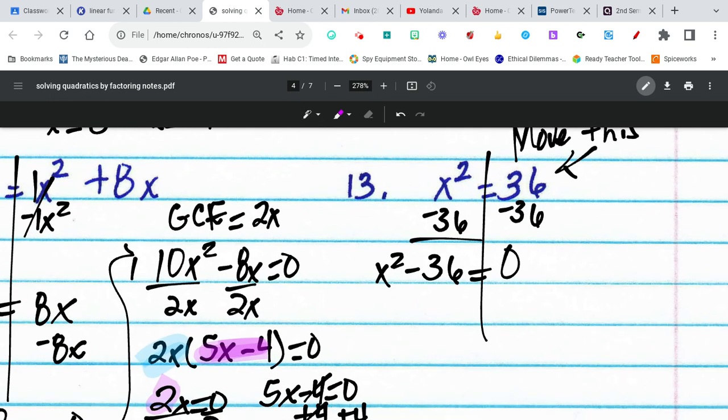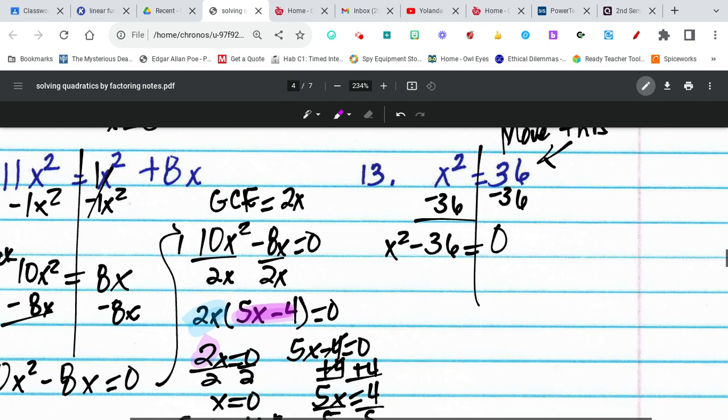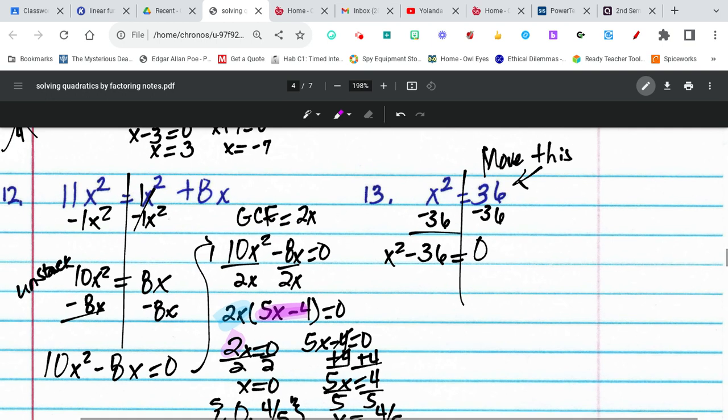Okay, check that for a GCF. There's no GCF between x squared and 36. So it's two terms. Check to see if it's a difference of two squares. Well, x squared is a perfect square and 36 is too. So it is a difference of two squares. Now, if there had been a plus sign there, I couldn't do anything with it, because that's not a difference of two squares. That would have been a sum. But it is a difference.